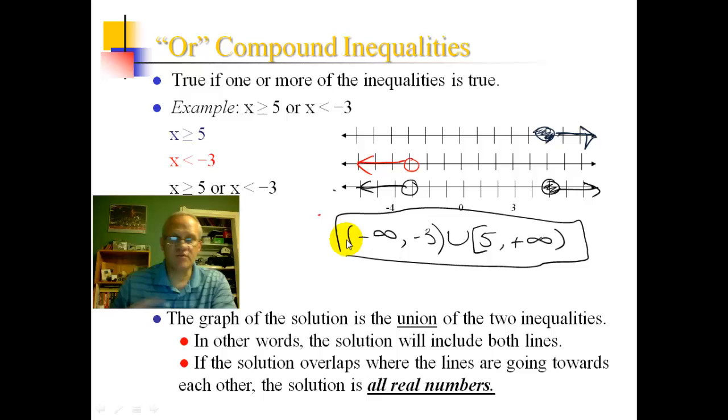Just remember, it's the union of the two inequalities. So it'll include both lines. You're going to graph everything you possibly can. Doesn't matter if it overlaps or not. And if those two lines happen to be going together, instead of going apart from each other, it's going to keep going. They'll just keep going in both directions and fill in everything. And so we'd say all real numbers. Okay. So if ands go apart from each other, it's no solution. If ors go together, it's all real numbers.